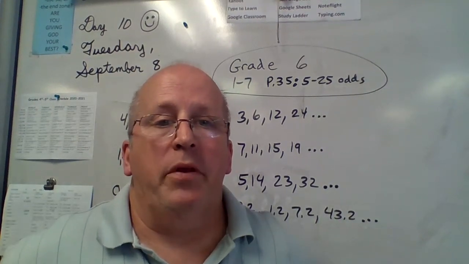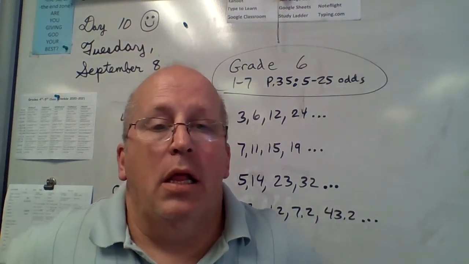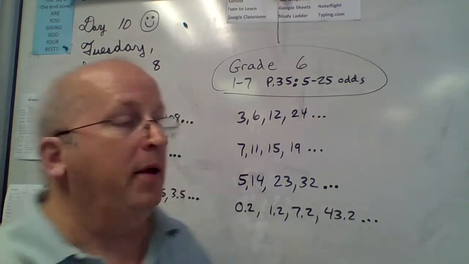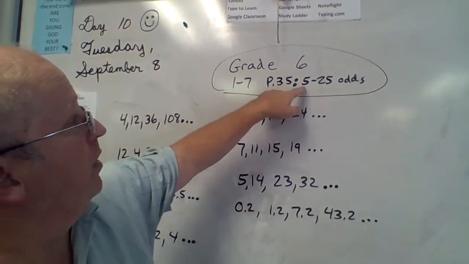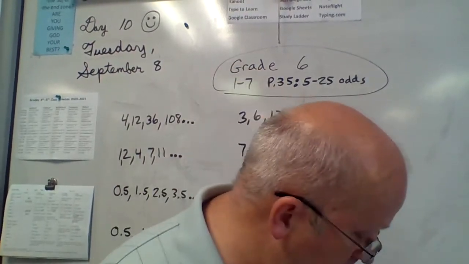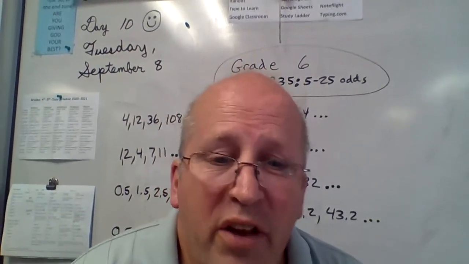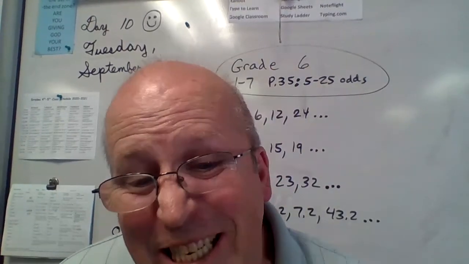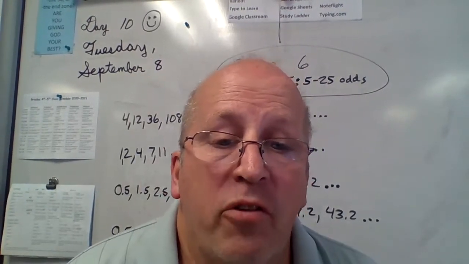Howdy, y'all. It's grade 6 math, lesson 1-7, page 35, numbers 5 to 25, the odds. Before we get started, you need to understand that there's three types of patterns or sequences that are going to be discussed in this lesson.